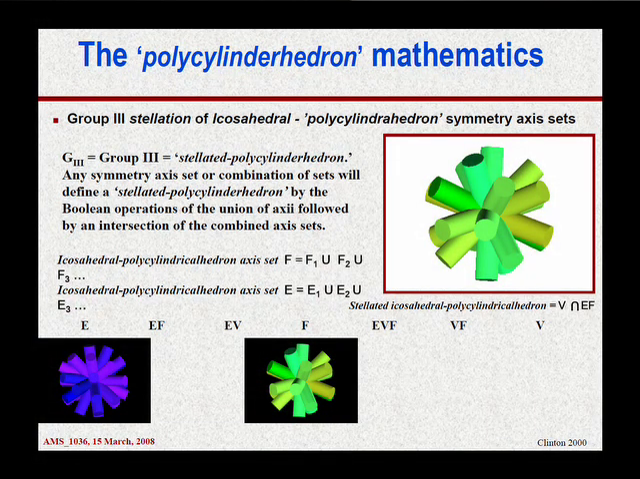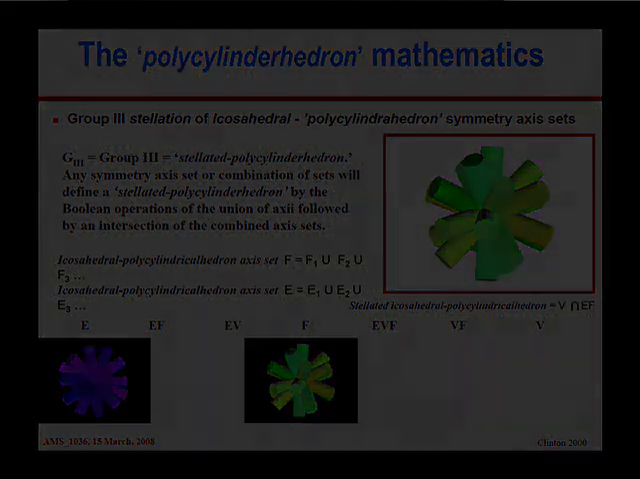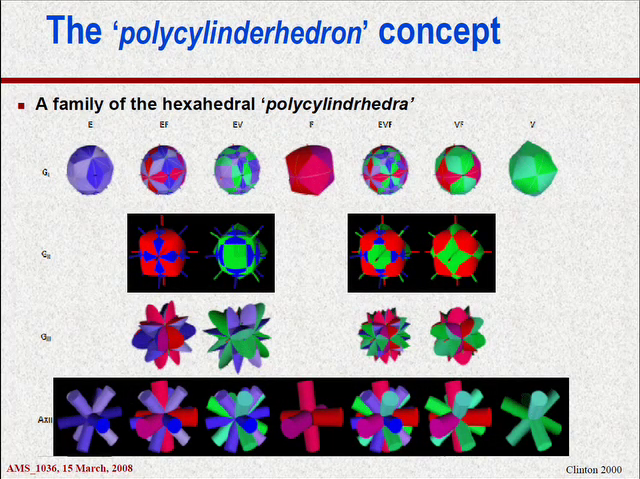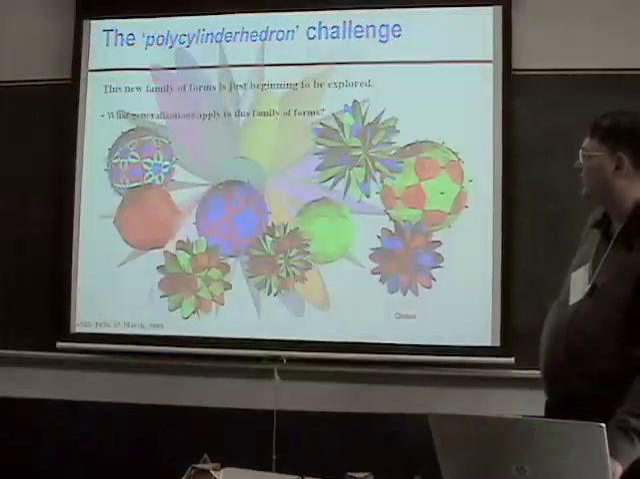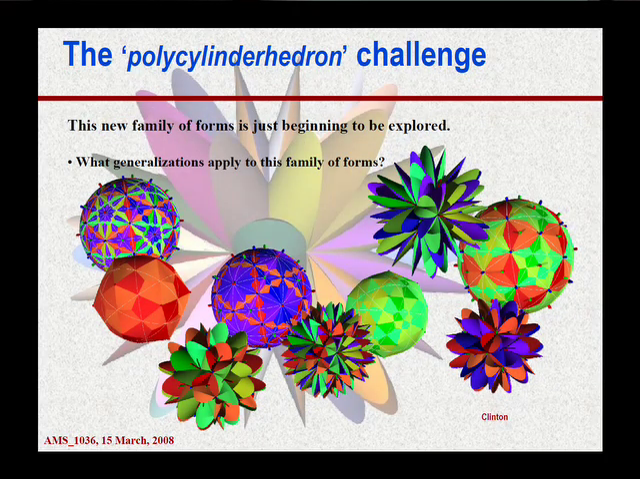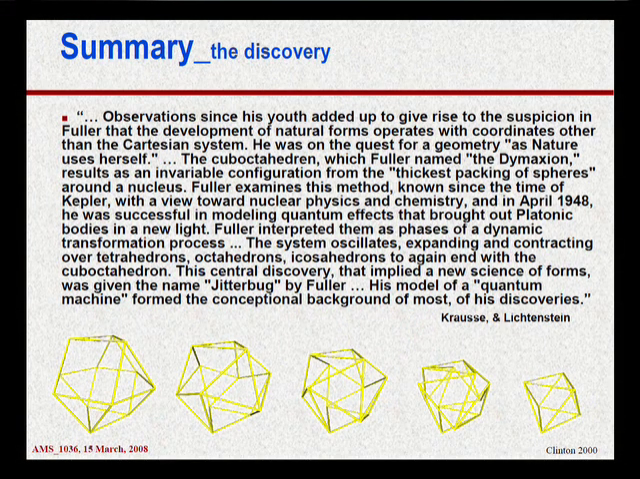So here's sort of an example of those 3 sets. These are the combined sets, and where they fall in each group depending upon the Boolean operations that you do to these combined sets. All right, so this is a new family of forms just beginning to be explored. I'm in the middle of cataloging a lot of these, and so there's a whole bunch of questions that start to come up that I'm sure could interest many, many people to try to define what are the generalizations that are going through here.